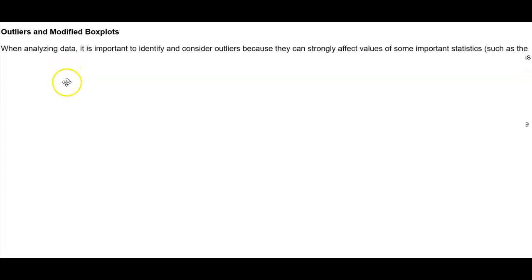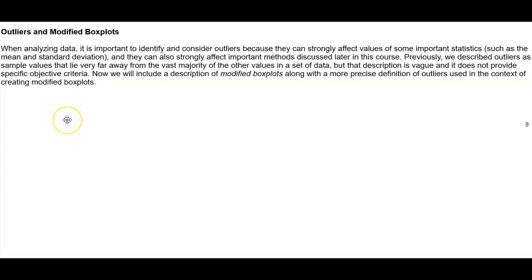Outliers and modified box plots. Now, when analyzing data, it is important to identify and consider outliers because they can strongly affect values of some important statistics, such as the mean and standard deviation, and they can also strongly affect important methods discussed later in this course. Previously, we described outliers as sample values that lie very far away from the vast majority of the other values in a data set or a set of data.